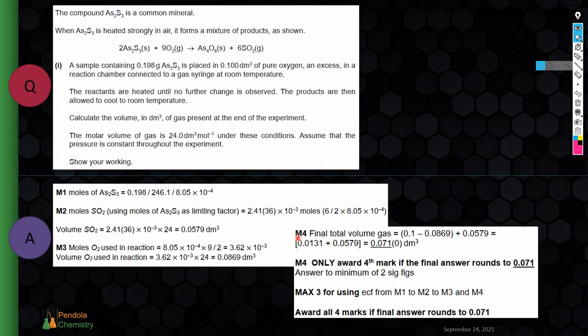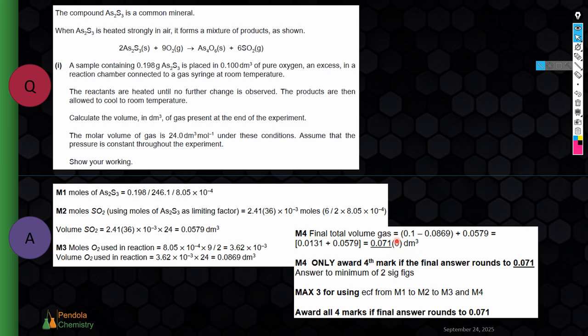And then we see here the last mark, final total volume of gas. The 0.1 minus a 0.0869 of the oxygen, and then adding that to the SO2. So that whole step is our last point, and that's 0.071 is what we get. Now notice how they put 0.071 and the 0 in parentheses.